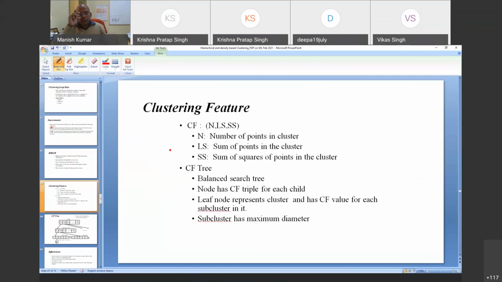These three are the clustering features used by BIRCH. Say n is the number of points in the cluster, LS is the linear sum of the points in the cluster, whereas SS is the sum of squares of the points in the cluster. The CF tree, the clustering feature tree, is a balanced search tree. Each node has a CF triple for each child. Each node represents clusters and has a CF value for each subcluster in it. A subcluster has a maximum diameter.